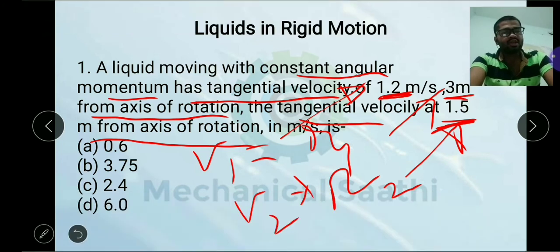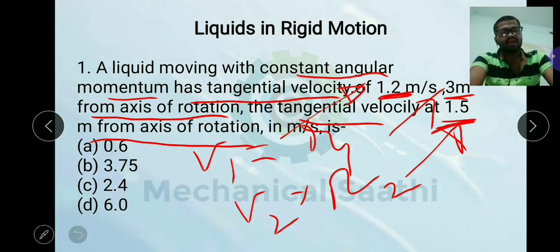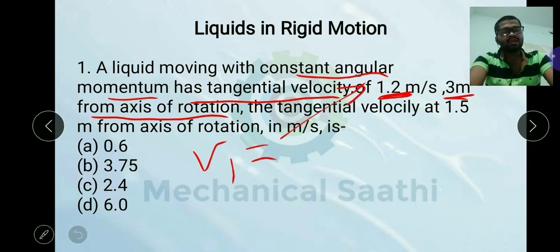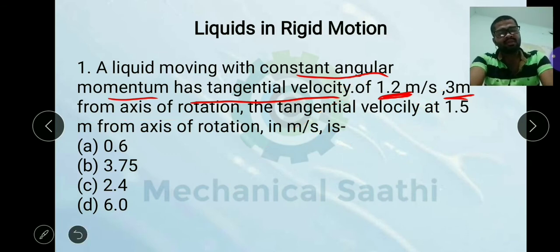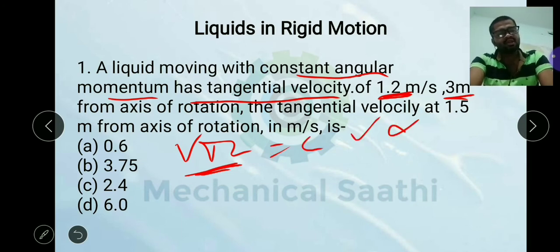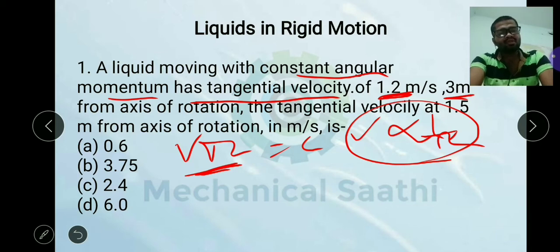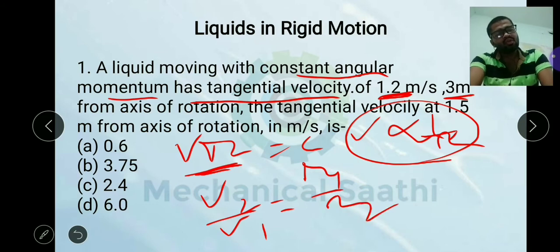As I discussed, vr will be equal to constant. That means the multiplication of velocity and radial distance will be equal to constant. So I can write that v is inversely related to radial distance. From this, if I want to write the relation between two velocities or two radial distances, then I can write v2 by v1 equals r1 by r2. Everything is given here and I need to calculate v2.